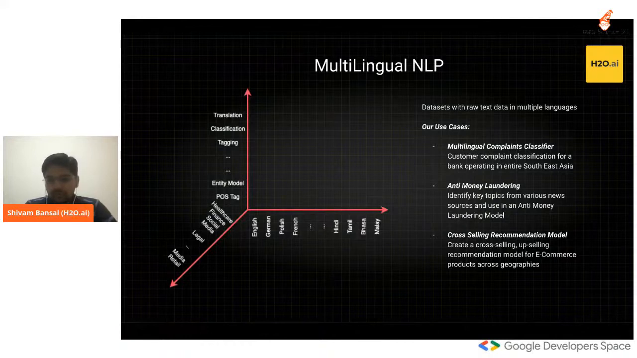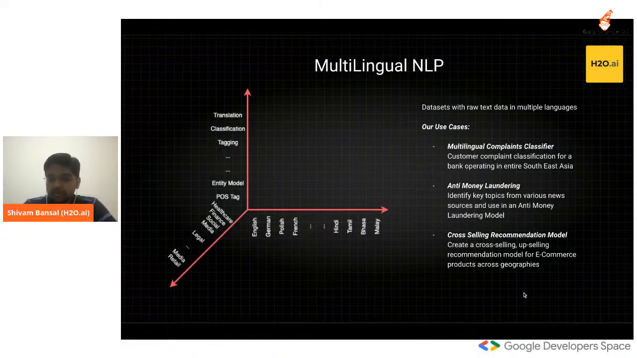The second use case that we worked with, which had a multilingual NLP aspect, was anti-money laundering, where the idea was to develop a model which can detect the likelihood of fraud by analyzing news data from different countries. So here we were working with different languages of news, and we used our same multilingual recipe, multilingual approach, to identify key topics mentioned in those news in different languages, and those topics were then used to map whether there is a likelihood of fraud or not.